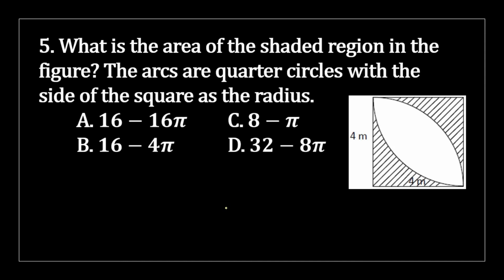Number 5. What is the area of the shaded region in the figure? So this is the figure. The arcs are quarter circles with the side of the square as a radius. So if we're going to draw this, our given is 4 as the side of our square. So I'm going to illustrate this first in a portion of a circle.